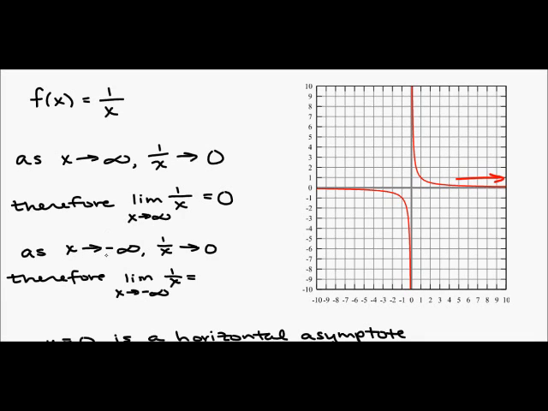And as x tends to negative infinity, so that would be the smallest possible number going this way, 1 over x becomes 0, and therefore our limit is equal to 0. So you can see that this line just kind of keeps going towards infinity. This is an infinite limit because it's going to infinity.